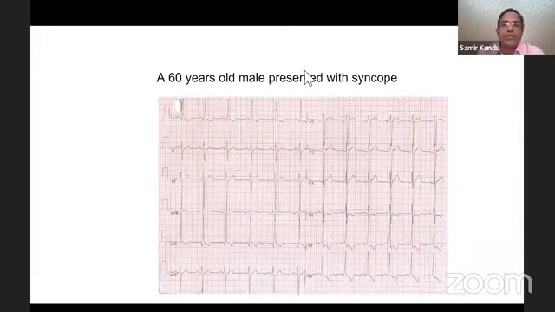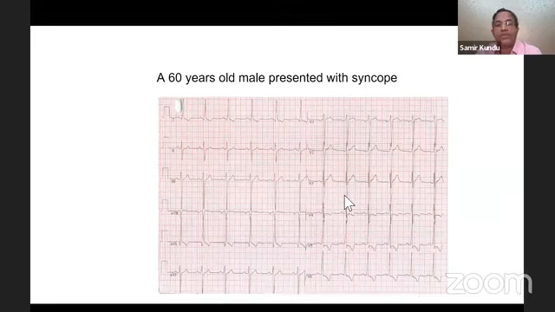This is another ECG of a patient presenting with syncope. There's left ventricular hypertrophy with a strain pattern. This is the ECG of an aortic stenosis patient. All Sokolow-Lyon criteria are fulfilled, with R in aVL more than 11 millimeters. There is also left atrial enlargement and left axis deviation. So this is the ECG of left ventricular hypertrophy with strain pattern.